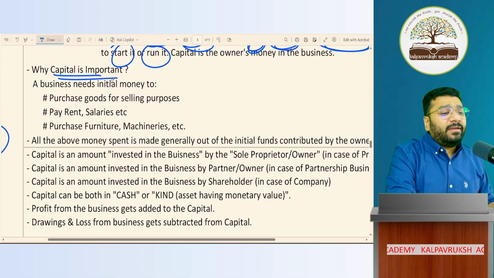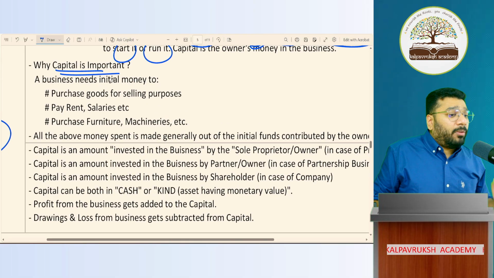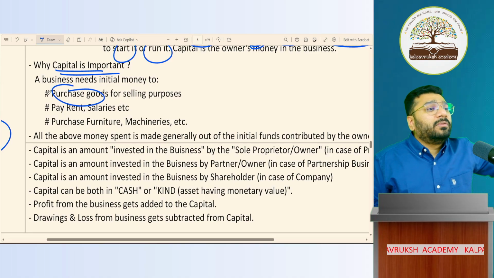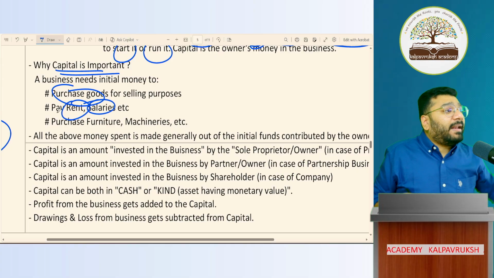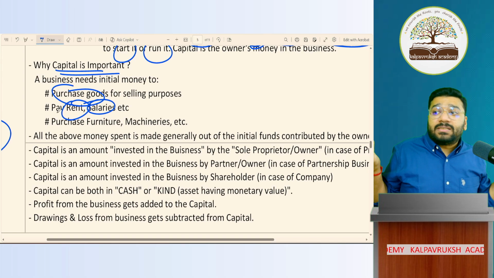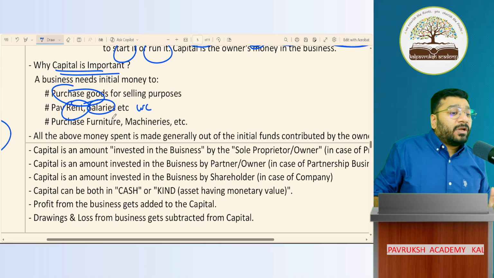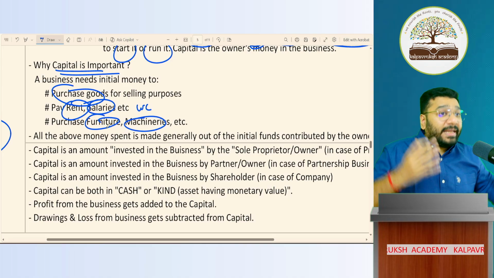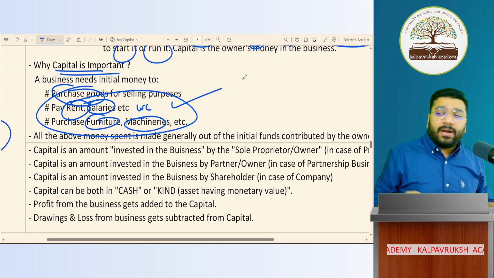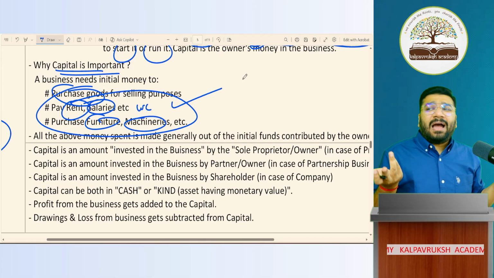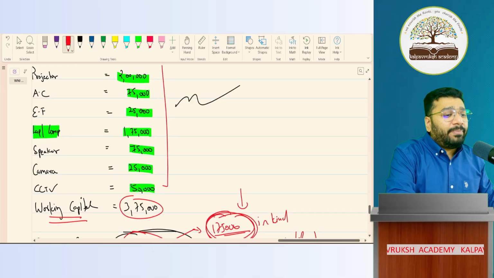Capital is important. Why? If I'm a trader selling laptops, I have to buy laptops. To purchase goods, I need to have money in hand. That money is my capital. Second, initially I have to pay rent and salary from my own pocket, because I don't have any business yet. So for working capital, I need capital. To purchase assets like furniture and machinery, I need initial capital. For all these purposes, capital is required. If I don't have capital, how will I purchase all of this?